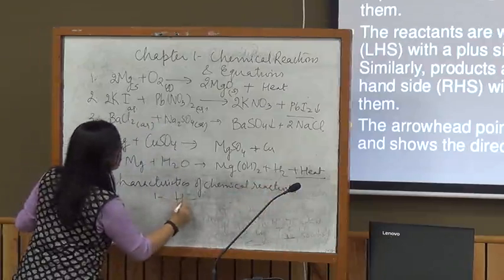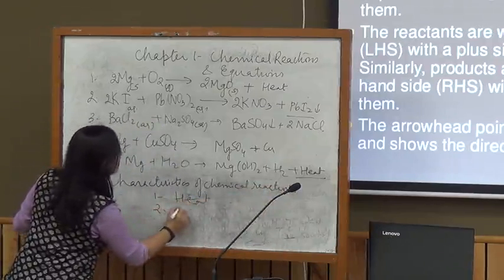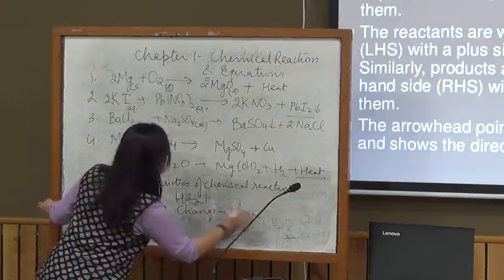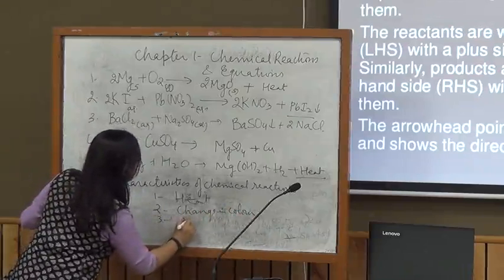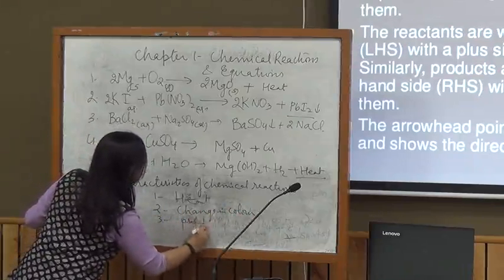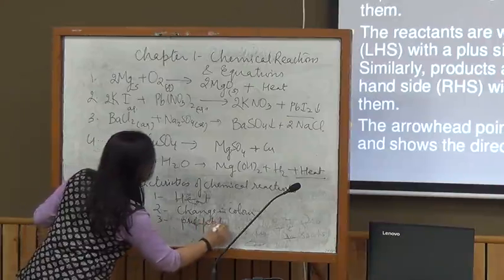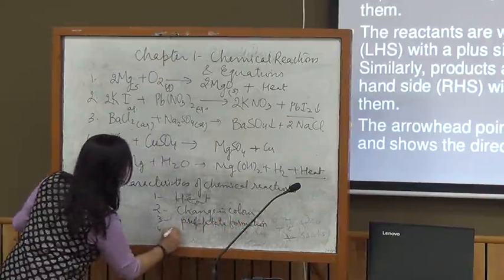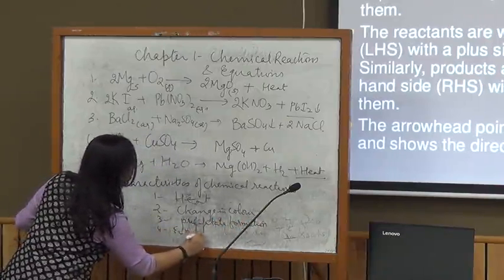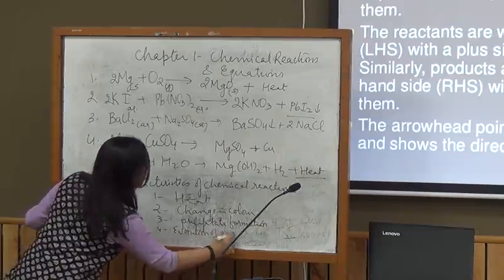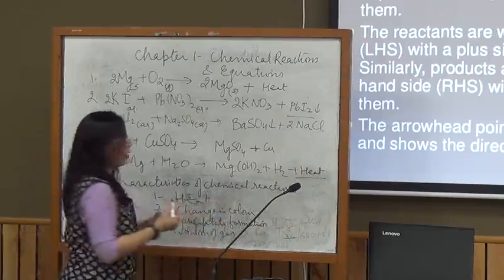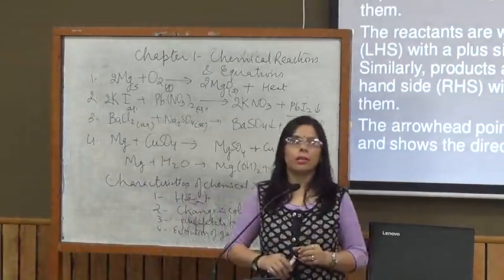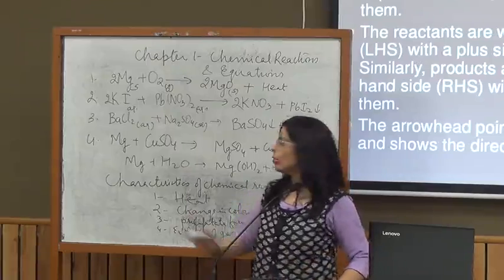First, there was evolution of heat. Second, change in color. Third, precipitate formation. Then evolution of gas. So we notice certain changes which indicate that a chemical reaction has taken place, and these are known as characteristics of chemical reactions.